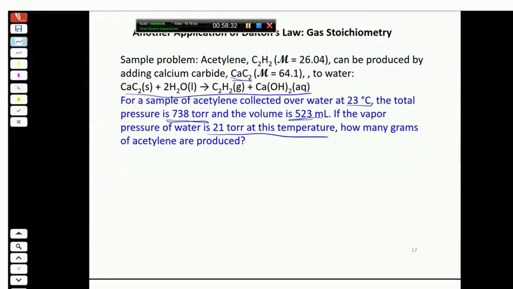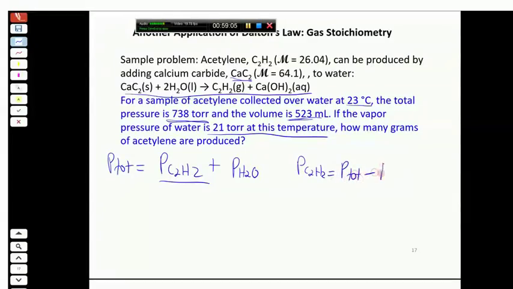Alright, so there's a lot going on here, but the way we approach these problems is to recognize first that the total pressure of our system is equal to the pressure of whatever gas we're collecting, C2H2 in this case, plus the vapor pressure of water, which I'll abbreviate as PH2O. So if we want to find the partial pressure of the product gas, C2H2, we just have to subtract the vapor pressure from the total pressure. So it's a small correction we have to do to get accurately what the pressure of this gas is.